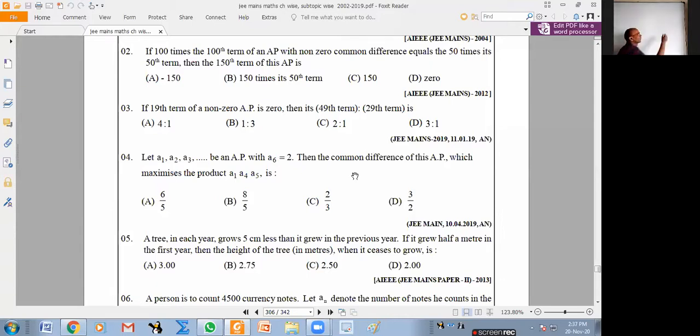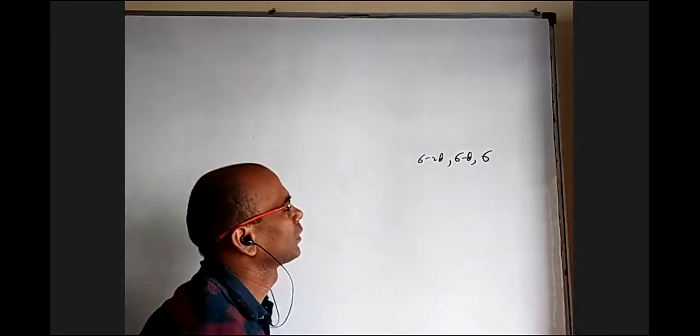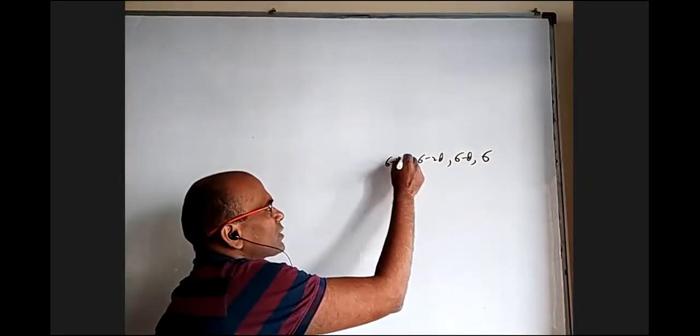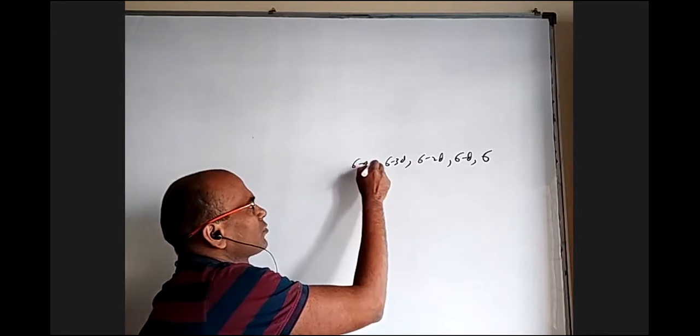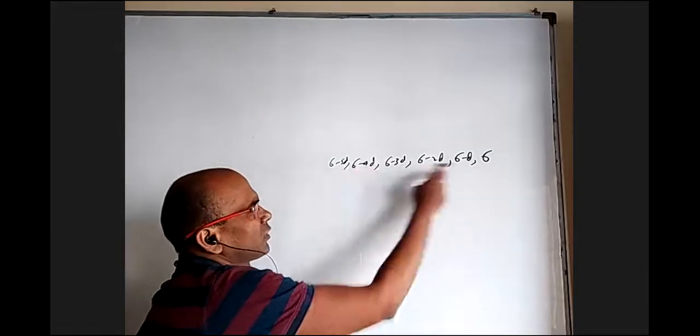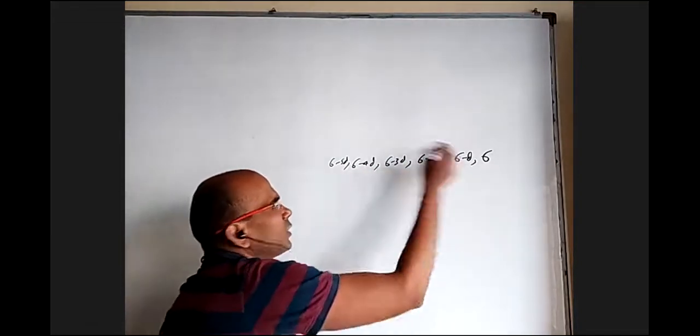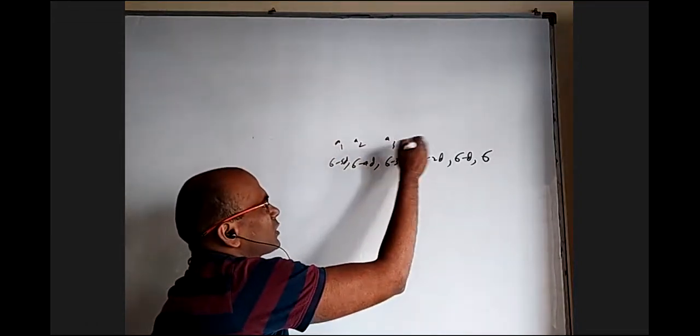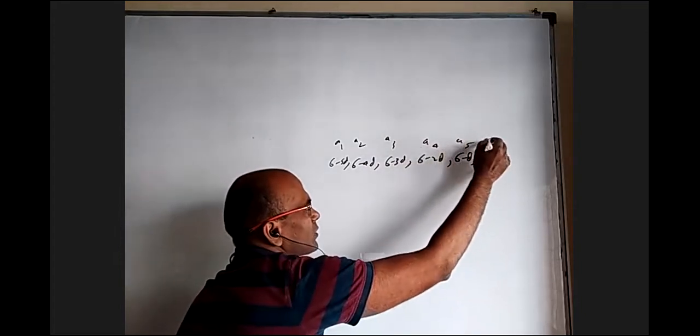Okay, so I'll come backward. This is 6, this is 6 minus d, this is 6 minus 2d, then 6 minus 3d, 6 minus 4d, and 6 minus 5d. So this is A1, this is A2, this is A3, this is A4, this is A5, and this is A6.